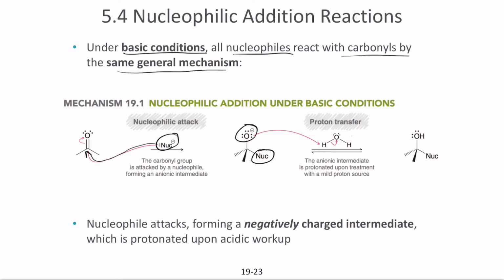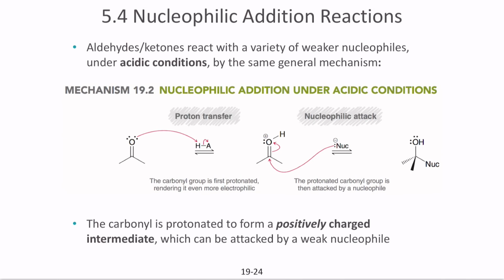The oxygen then takes the proton from water, resulting in the formation of an alcohol group. So the nucleophile attacks, forming a negatively charged intermediate, which is then protonated upon acidic workup. This is the idea behind how a nucleophilic addition reaction generally works. So let's start with acidic.